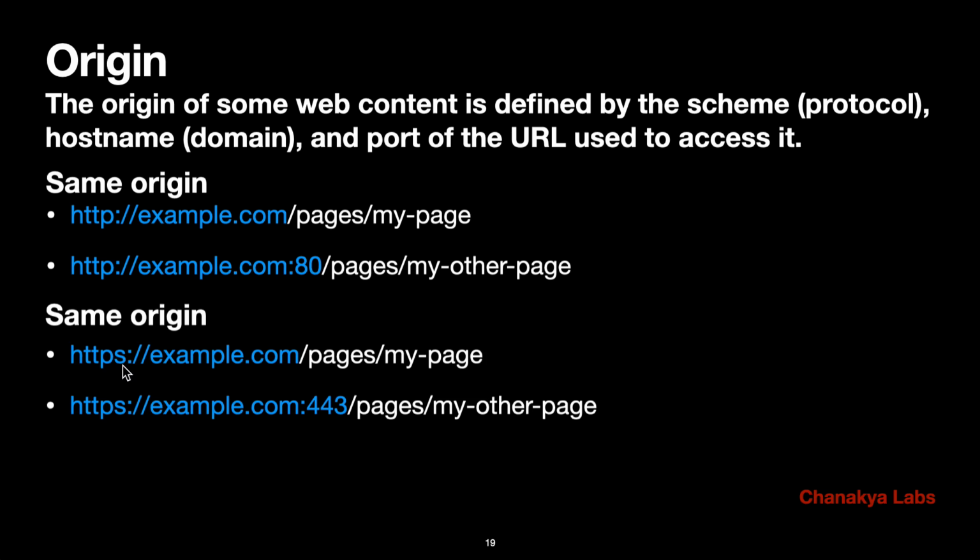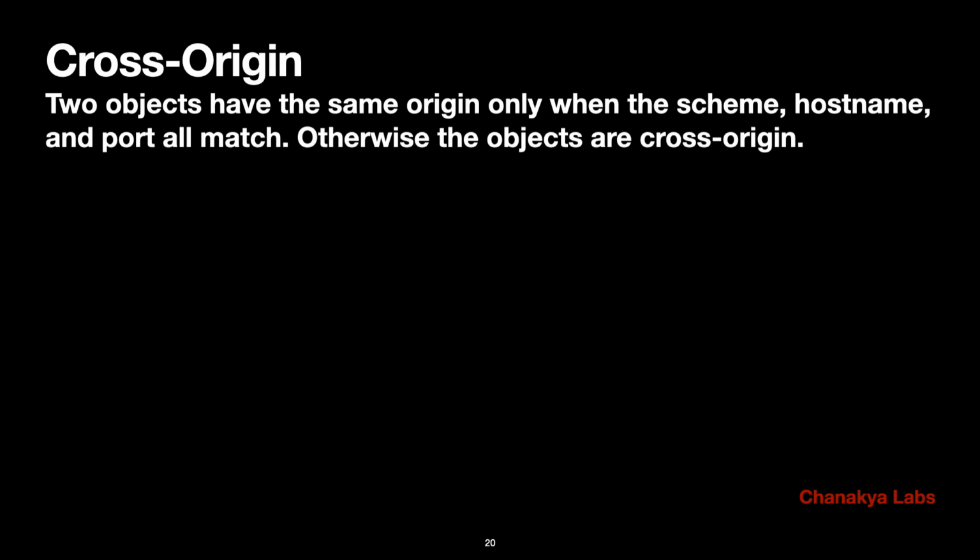Next example. Again, HTTPS is there and the domain is the same, and here is 443. Here also no port is given and HTTPS is there, so definitely 443 would have been the default port, and that's why these two are also the same origin. Let's look at some examples of cross origin. First of all, what is same origin?